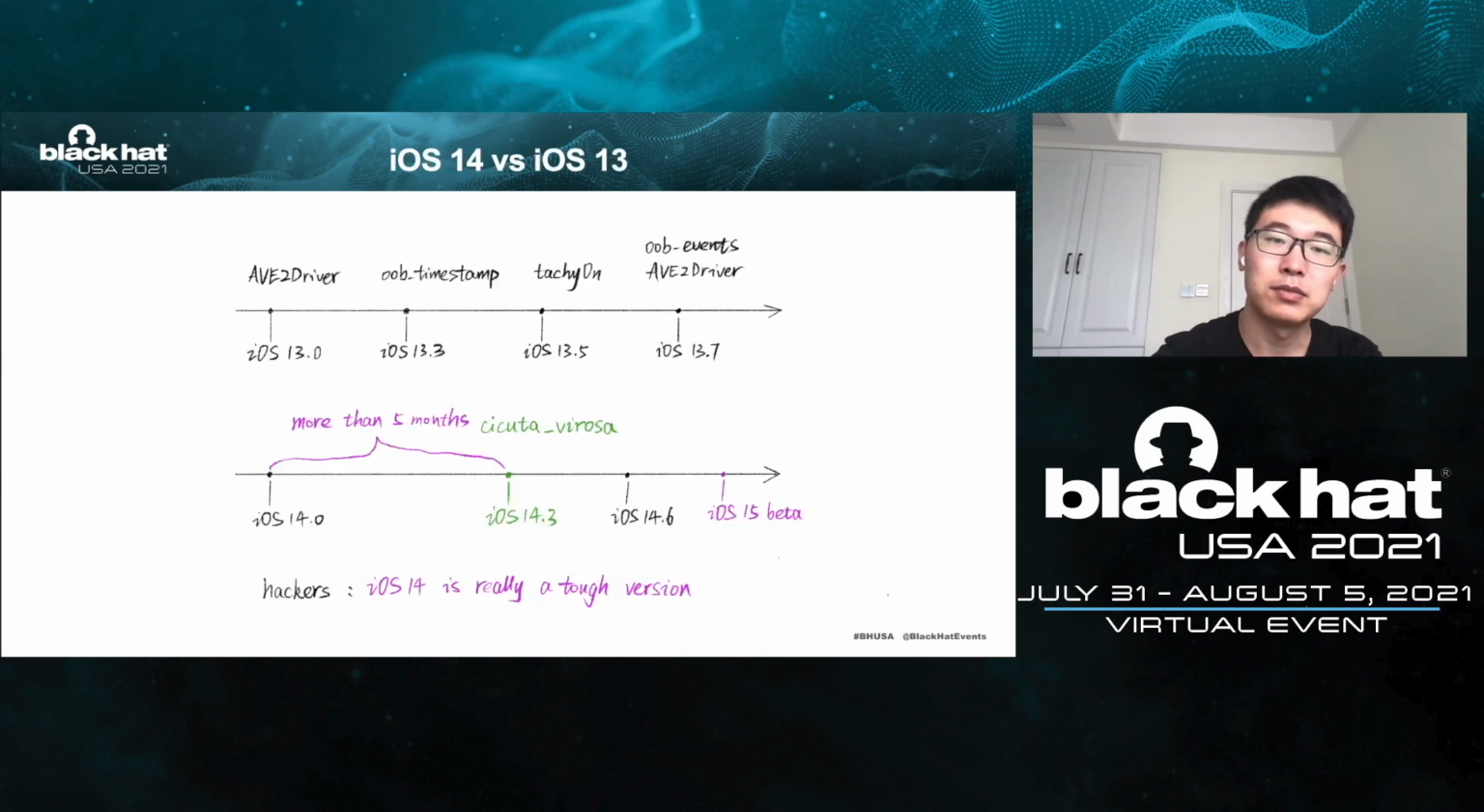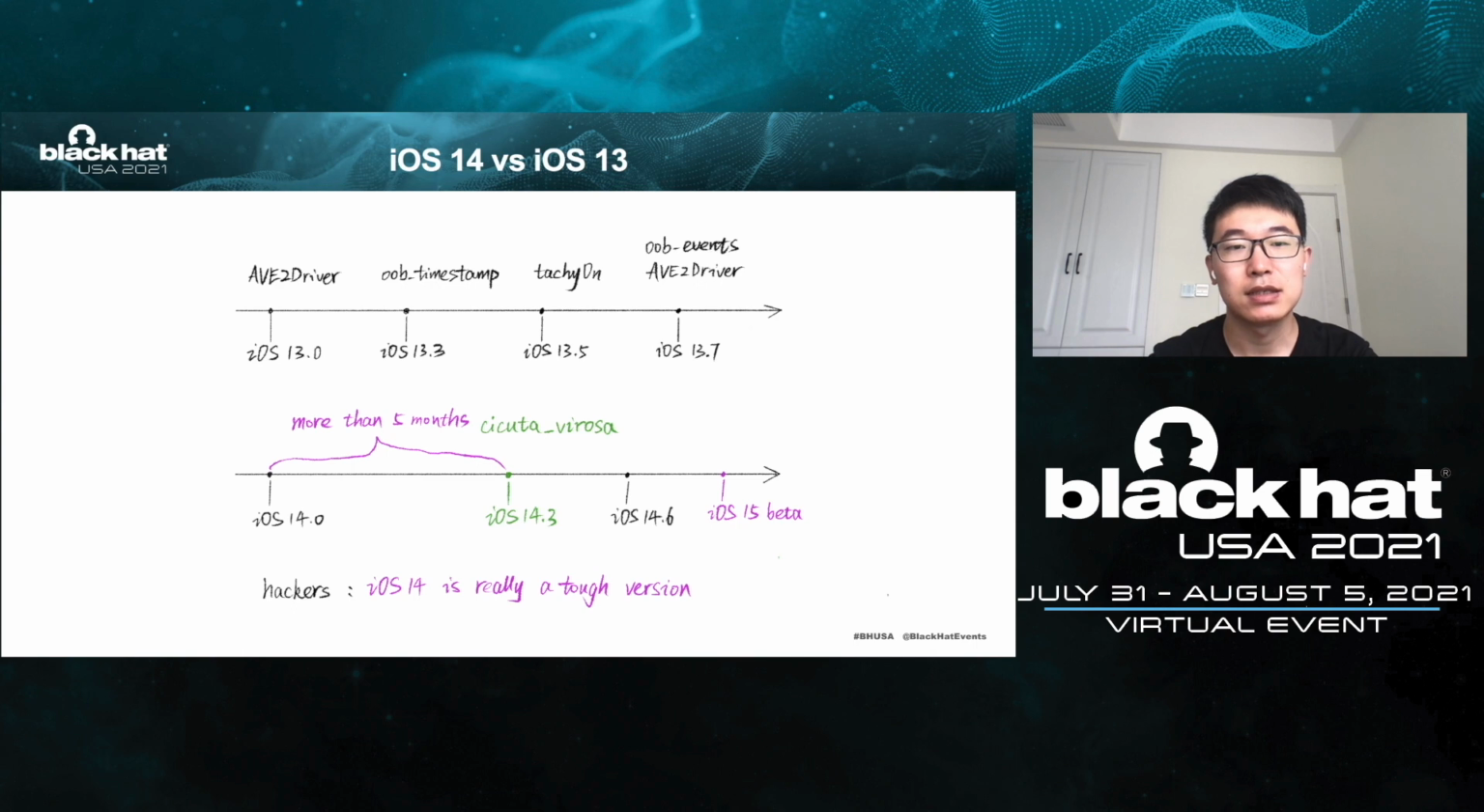First, let's compare the security between iOS 14 and iOS 13. In iOS 13, there were many vulnerabilities in its life cycle. For example, OOB timestamp in iOS 13.3, tachy0n in iOS 13.5, and OOB events in iOS 13.7. So a jailbreak was almost always available on iOS 13.